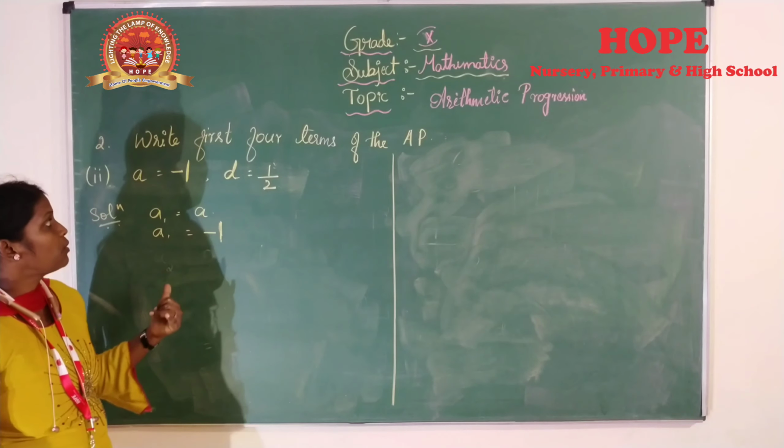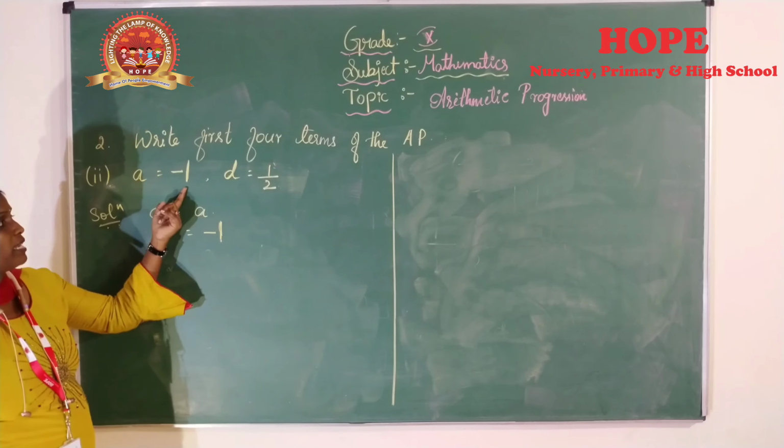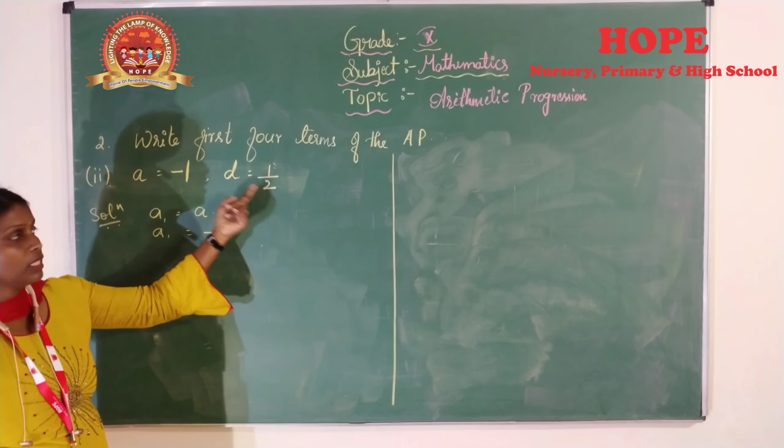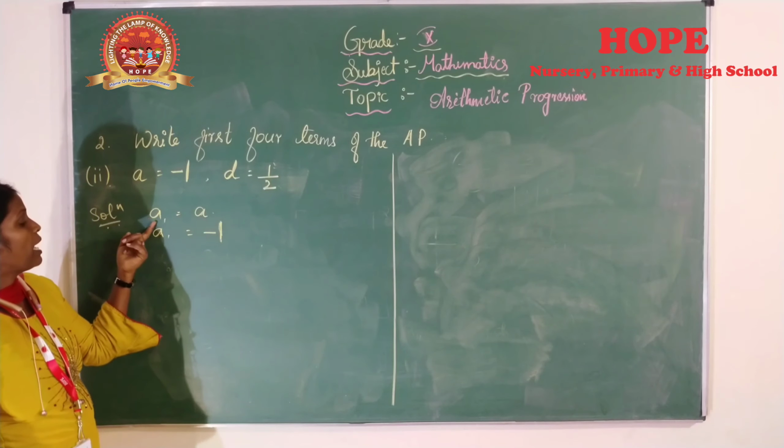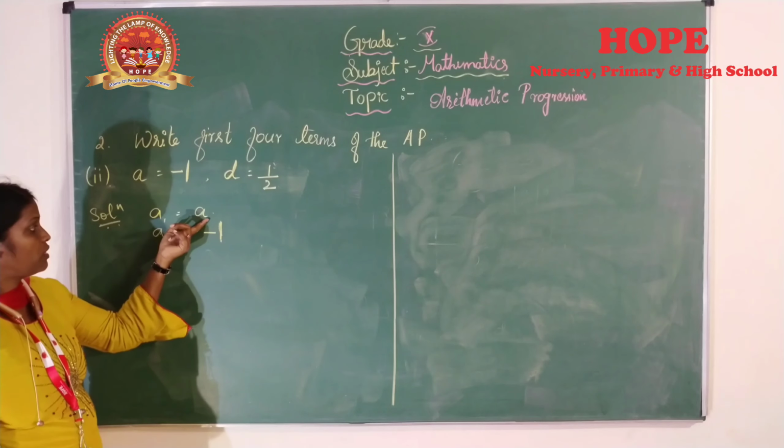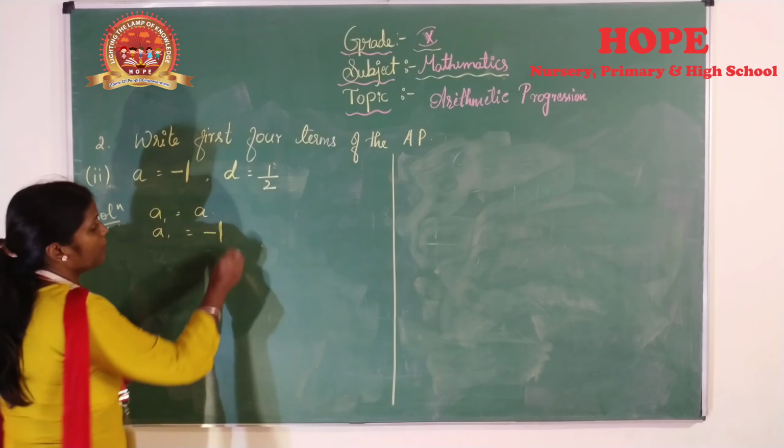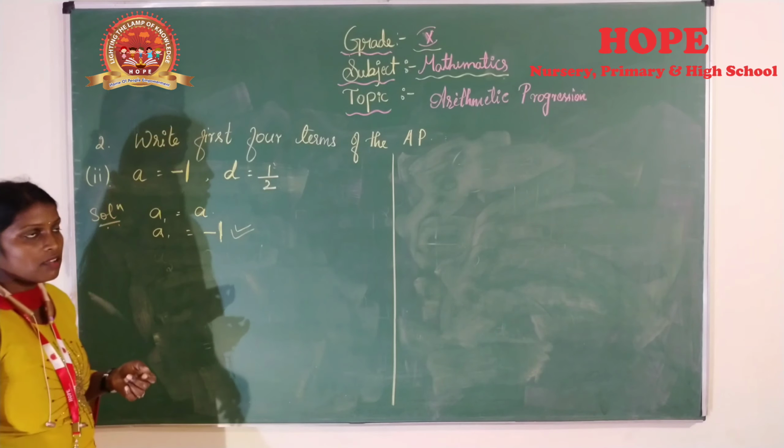Here the second question given for us is A equals minus 1 and D equals 1 by 2. That is the difference, and this is the first term. A1 is nothing but A, the first term. So A1 is equal to what? Minus 1. We got the value of the first term.